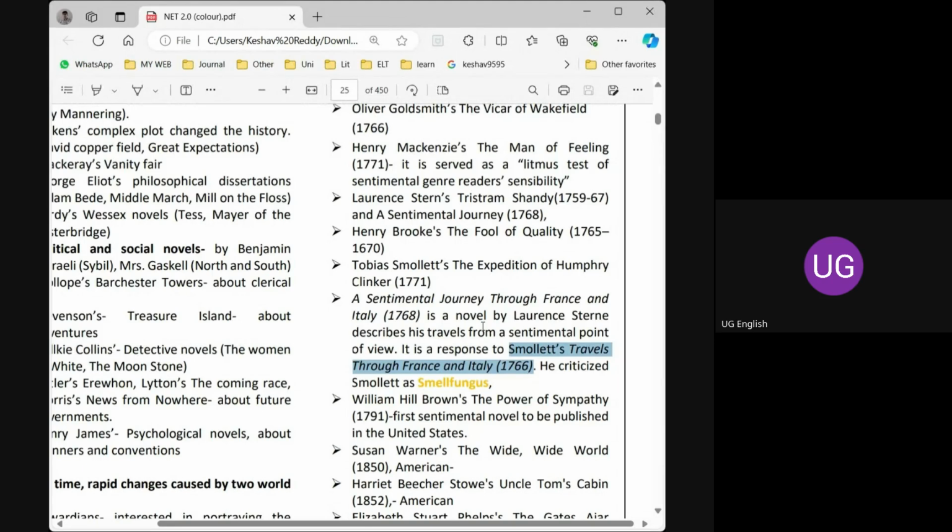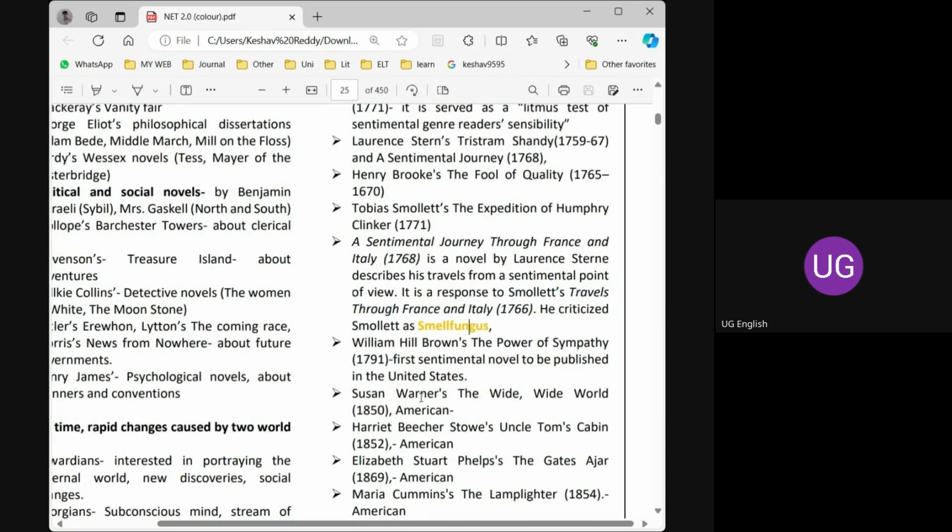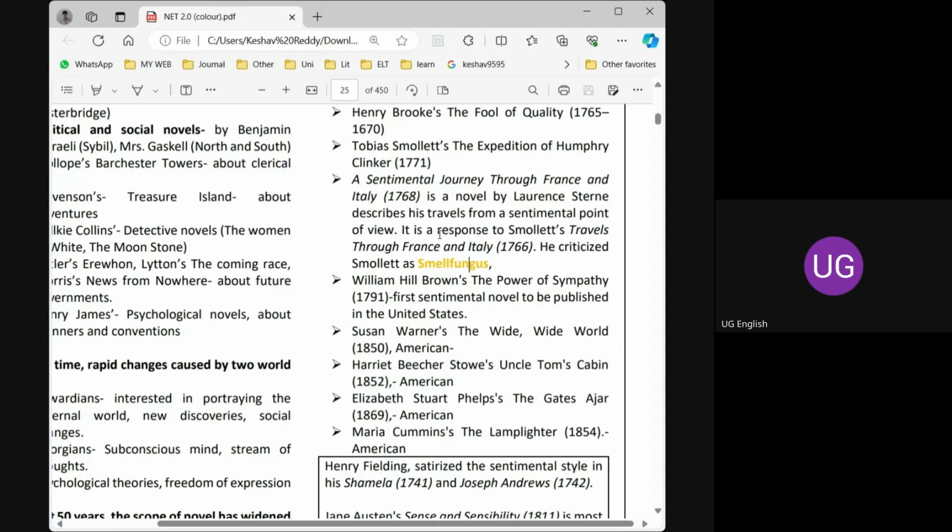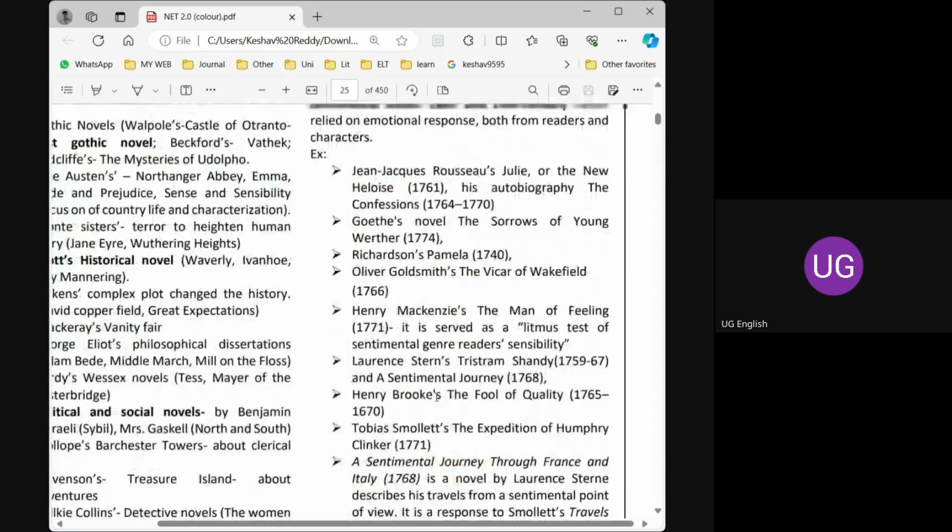Who is smell fungus here? Smollett is the smell fungus. Who said this? Stern. Lawrence Stern called him the smell fungus. This is one of the previous questions of NET. Just remember. So all these are categorized into sentimental novels.